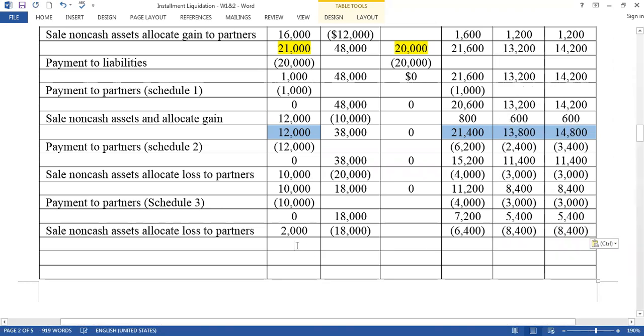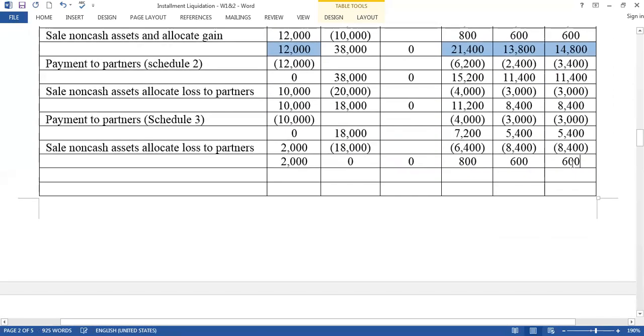After paying loss, what is our balance? Our cash balance is $2,000 because we allocated this loss. This is 0. And what is the balance? Balance is 800, 600, and 600. Now we no need to prepare any schedule. Why? Because our remaining cash is $2,000, and their capital balance is 800, 600, and 600, also $2,000. No need to make any schedule.